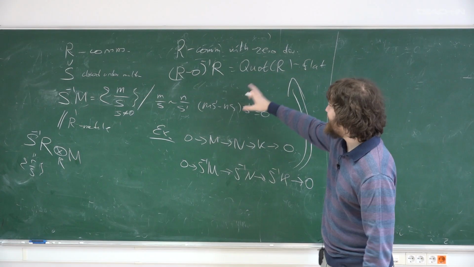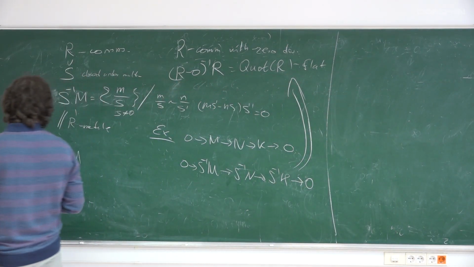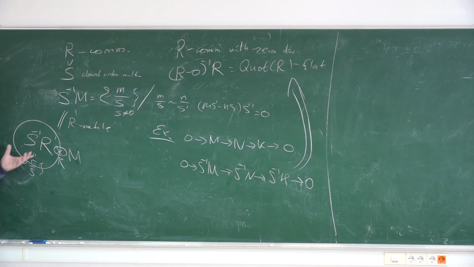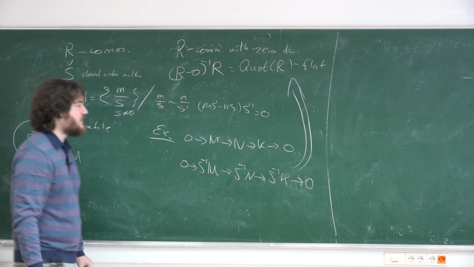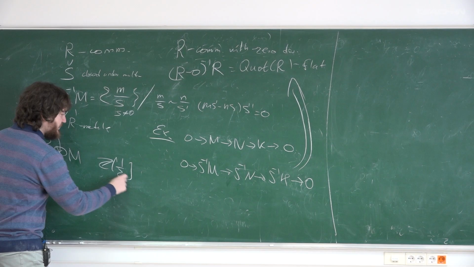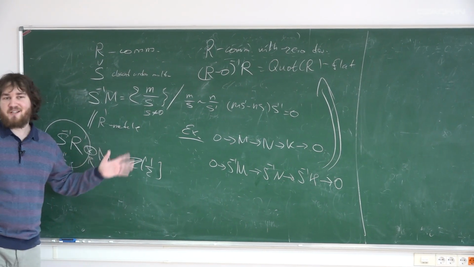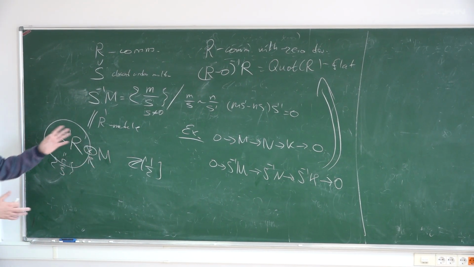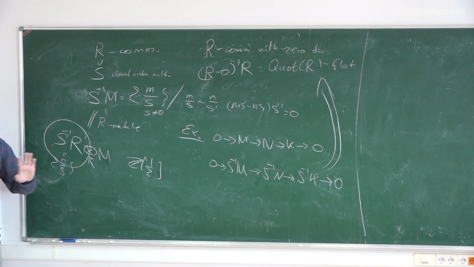So in fact, these modules are always flat. Any localized modules are always flat. This R module is always flat. For example, not only Q, but if you invert 2, it's also flat. We know that it has no torsion, but in general, such things are always flat over general commutative rings. So it's a general fact.